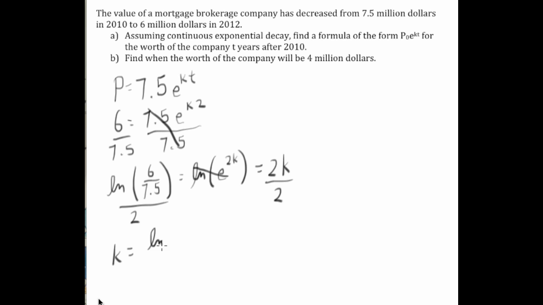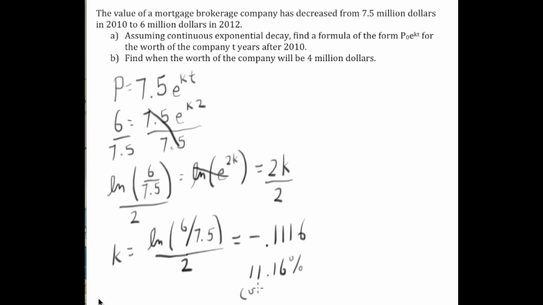k equals the natural log of 6 divided by 7.5, all over 2. And that comes out to negative 0.1116. Let's comment on one thing: k is negative, meaning decay. That's good. We're assuming continuous exponential decay, and we can think of that as a percentage. That is 11.16% continuous decay. I'm glad it's negative because we were supposed to get negative.